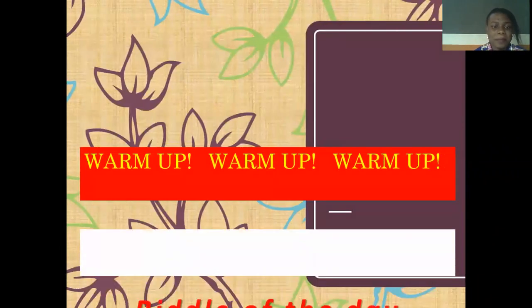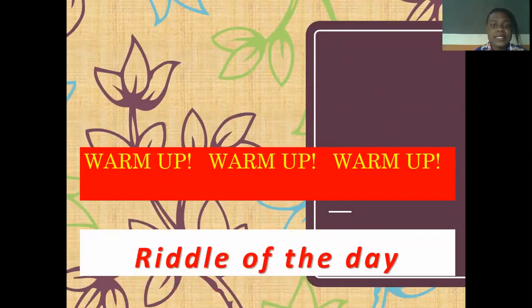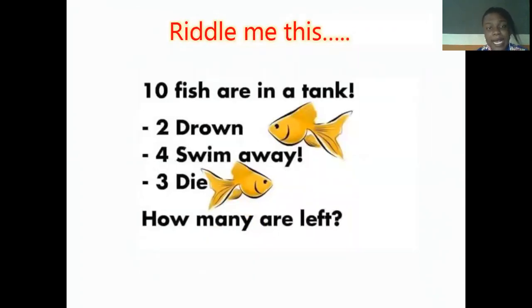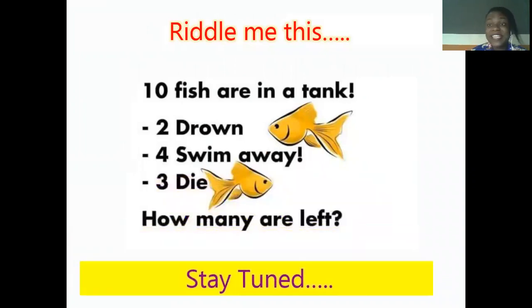So let's just warm up, okay? The question is not difficult. It's a trick question. Okay, 10 fish are in a tank. Two of them drown, four swim away, and three of them die. How many are left in the tank? Just think about it and try to figure out the answer. By the end of the class, you'll know whether you were right or not. Okay, so that's our redo for today.